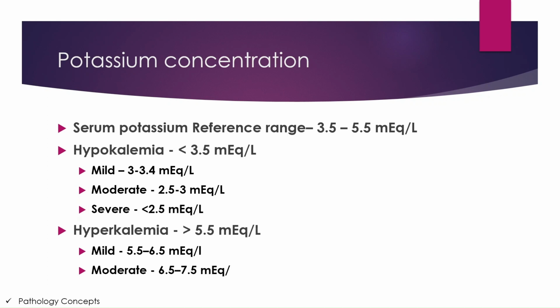Hyperkalemia means the level increases to more than 5.5. Mild hyperkalemia is a level between 5.5 to 6.5. Moderate is 6.5 to 7.5, and severe hyperkalemia is when the level increases above 7.5.